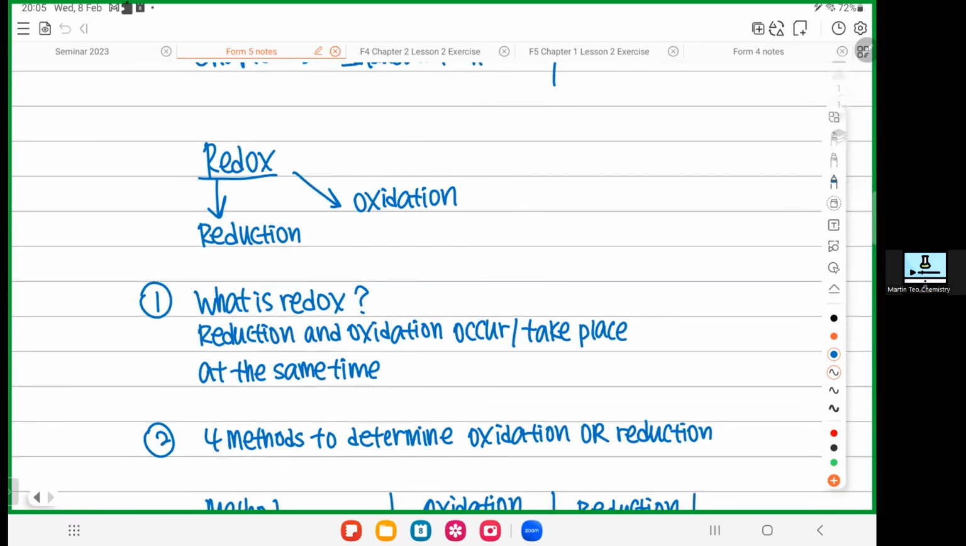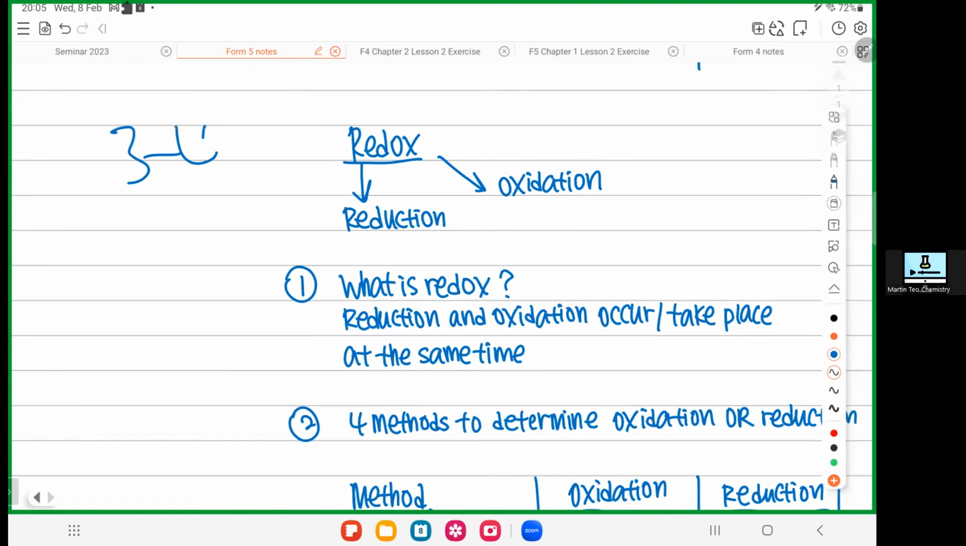Okay, Redox. This is actually a very long chapter. Like what I say, we'll probably use 3 to 4 months just on this chapter alone.